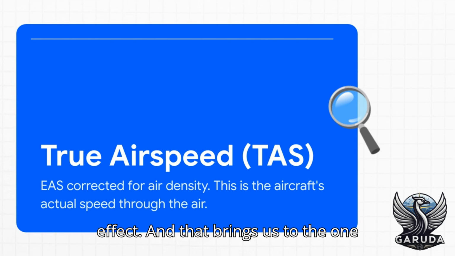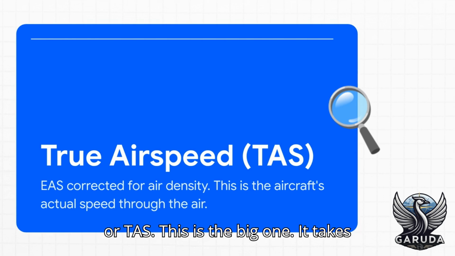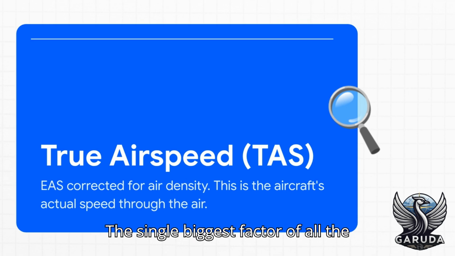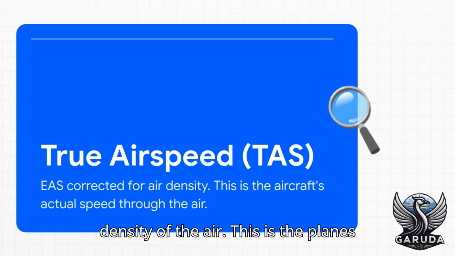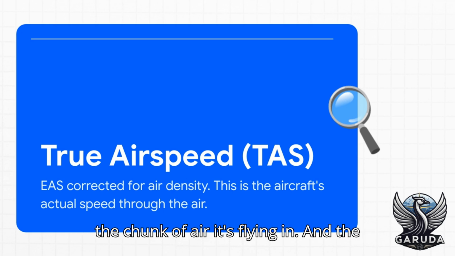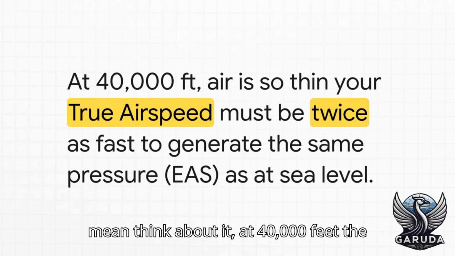And that brings us to the one you've been waiting for, true airspeed, or TAS. This is the big one. It takes our equivalent airspeed and corrects it for the single biggest factor of all, the density of the air. This is the plane's actual, honest-to-goodness speed through the chunk of air it's flying in. And the difference this makes is just massive.